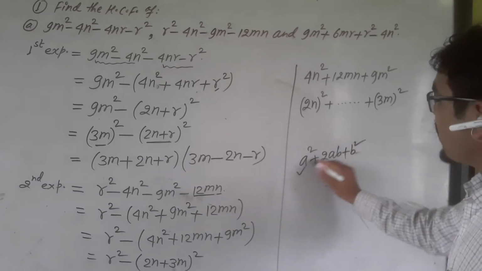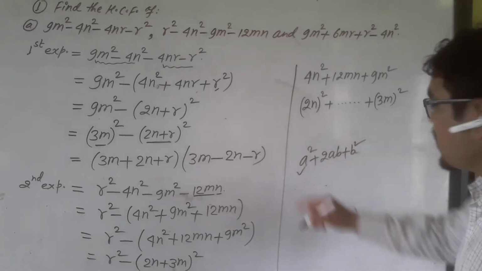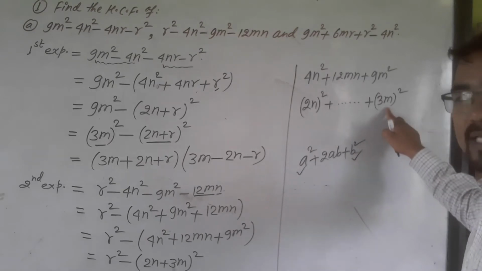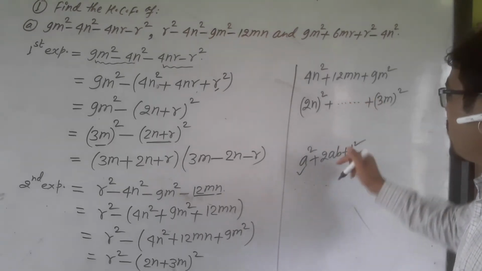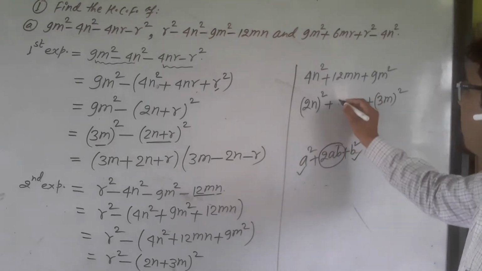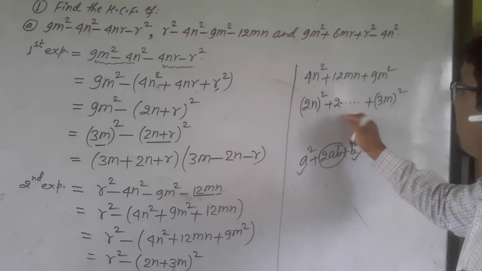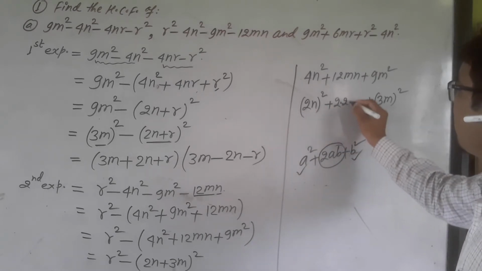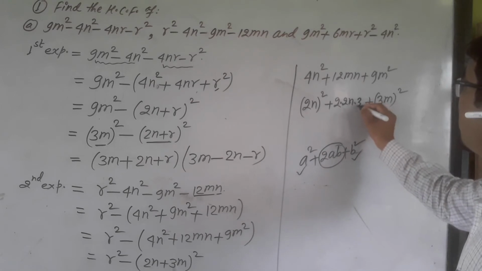So at first we have to make a square. A square is made here. Similarly, lastly b square we have to make. B square we can make. Now the middle term 2ab, so let's make 2ab. From the formula, 2 into a, where a represents here 2n, into b, b means here 3m.